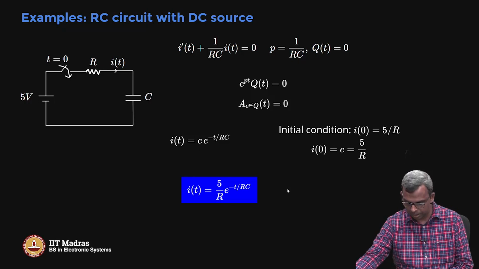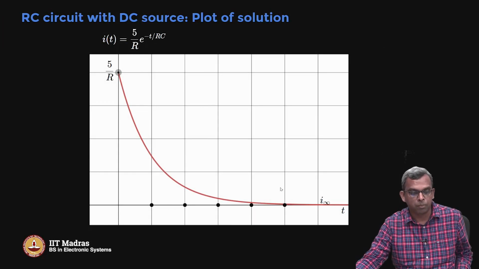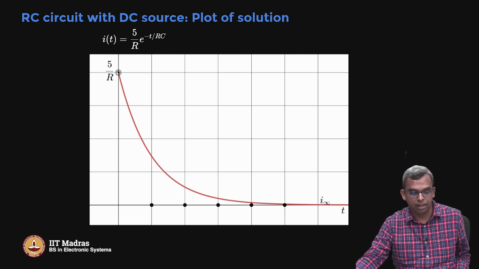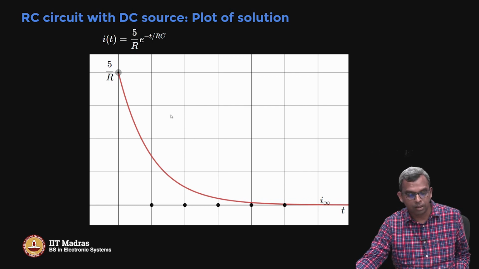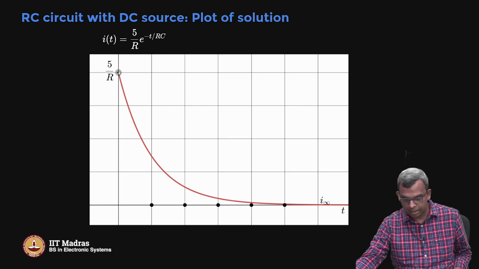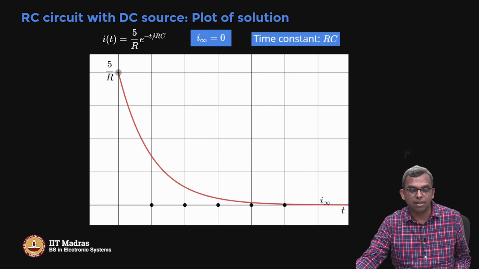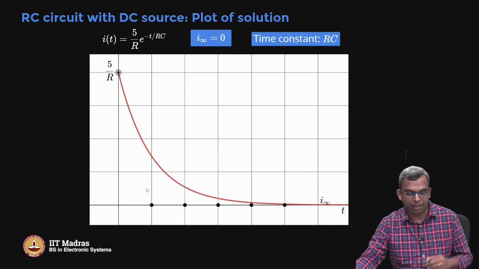Okay, so let's see a plot of this behavior. So this is the RC circuit with the DC source, and the plot of the solution, I of t is phi by r e power minus t by RC, and this will have an exponential fall like this, e power minus t, right? So I infinity is 0, and phi by r is the value at t equals 0. Okay, so I infinity is 0, and the time constant is RC, right? So this is the one value that's dividing t. In every time constant, I expect a big fall, right?